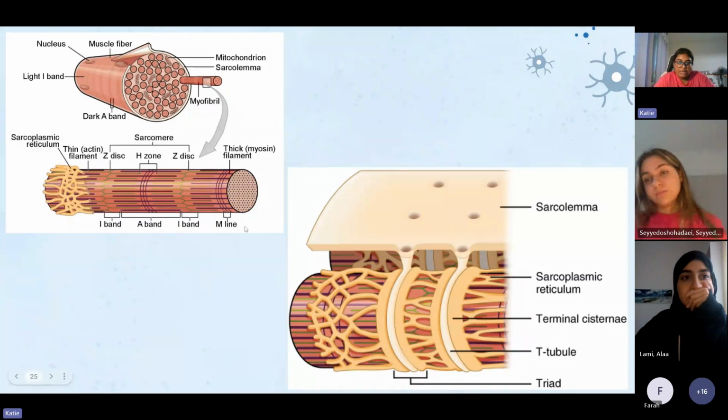We've already learned this many times before. You also need to know about the terminal cisternae and the T-tubule, the triad. Just go over what you learned in histo and you'll be good.